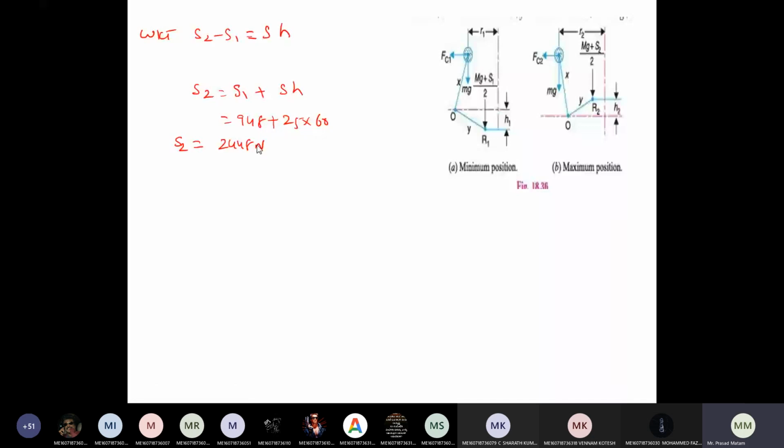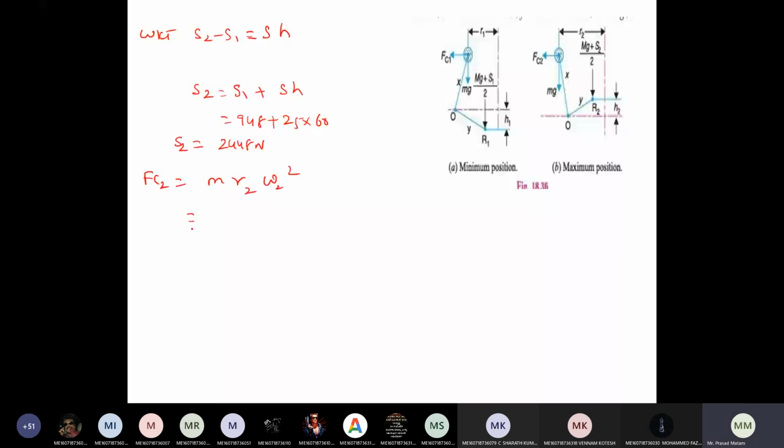Okay. Now we know the centrifugal force at the maximum speed. Let us try to find out the centrifugal force at maximum speed. FC2 we need to find. Already FC1 we found. What is FC2? Can anyone answer? FC2 is the centrifugal force at maximum speed. I'm trying to find all the values, that is m R2 into omega 2 square.